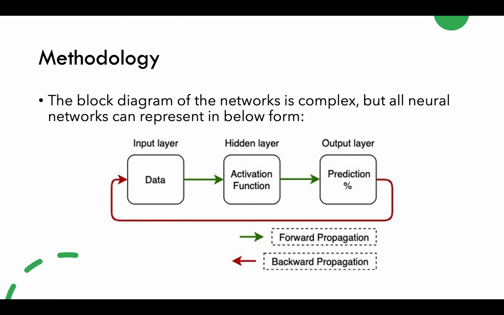Although the network diagram is complex, it can be represented in the form below, as you see. The input layer is our medical image. The hidden layer is our activation functions, such as reverse attention and the convolution function.